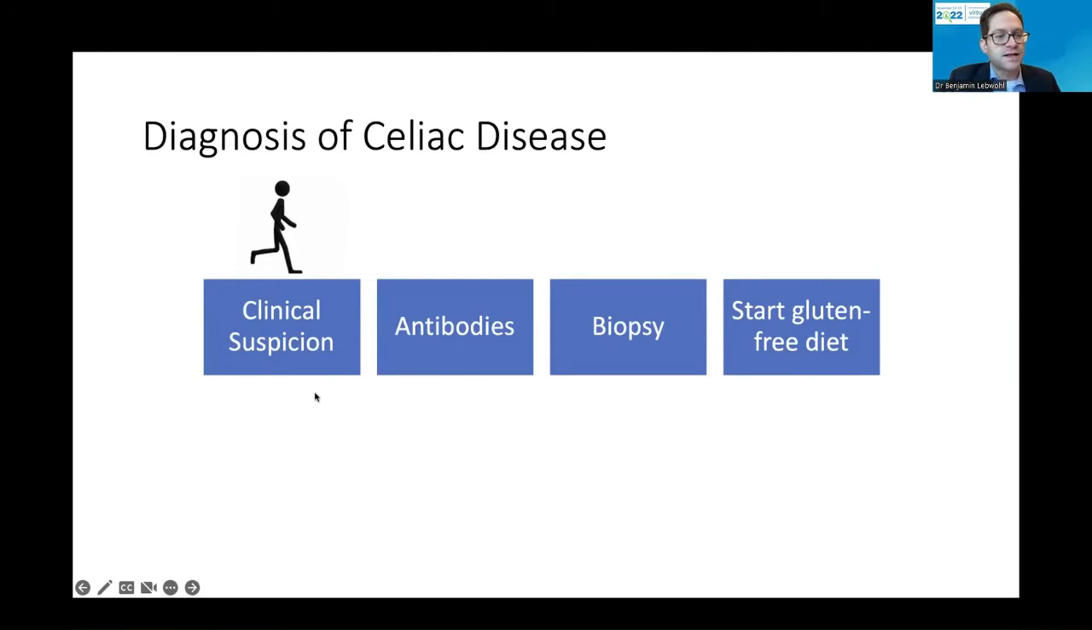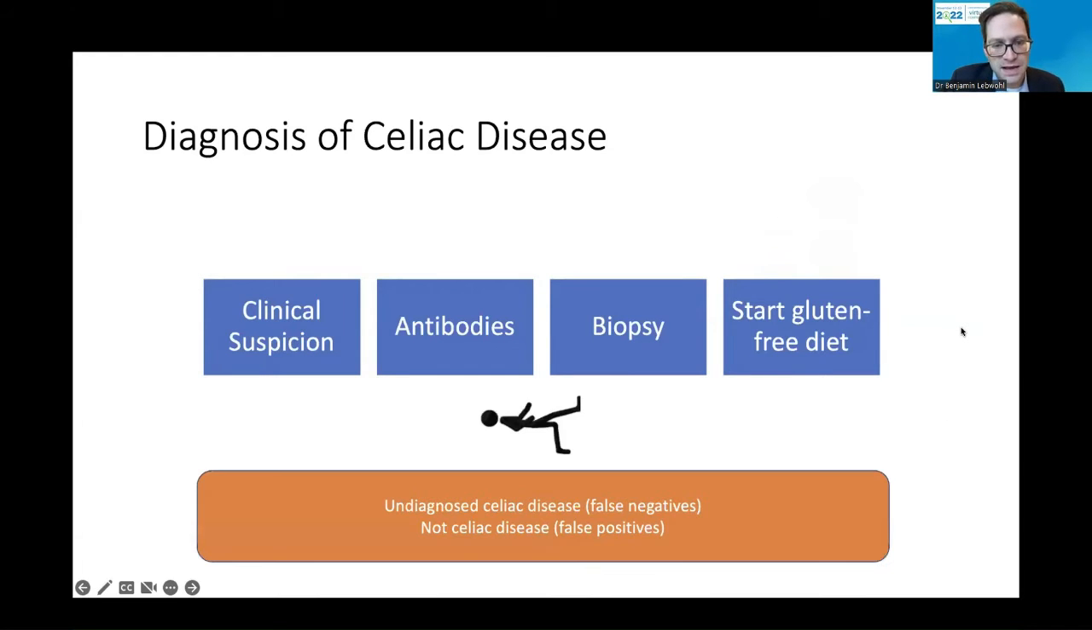It starts with a clinical suspicion, and then someone checks antibody levels. And if those levels are elevated, the patient proceeds to an upper endoscopy with a biopsy of the small intestine. And if that biopsy shows characteristic findings of celiac disease, the diagnosis is clinched, it's confirmed, the gluten-free diet is begun. But as you can imagine, in this schematic of someone skipping along this path, there are multiple steps at which one could slip through the cracks.